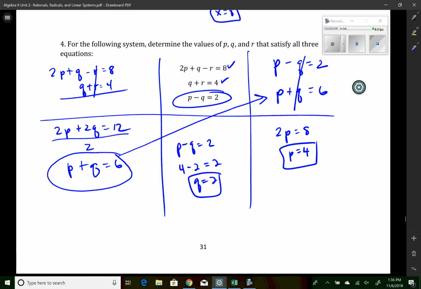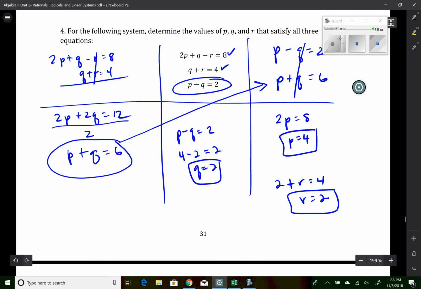If I know q, I can then find r, so I could say 2 plus r equals 4. So what's r going to be? Well, r is going to be 2. Now, if you were thinking about how to put that into the matrix on your calculator, you have a 2, a 1, a -1, and an 8, you're going to have a 0, a 1, a 1, and a 4, and you're going to have a 1, a -1, and a 0, and a 2. Just replace the missing p and the missing r there, and you could go with that.